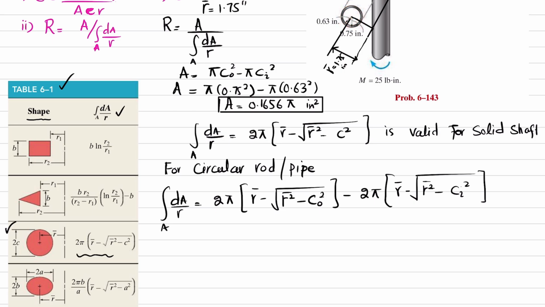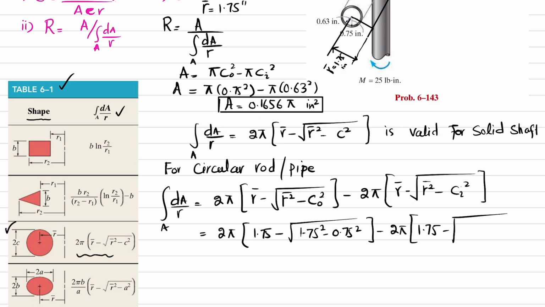So now you just put the value: 2 pi r dash was 1.75 minus under the root 1.75 square minus c outer is 0.75 square. Okay. Minus 2 pi into r dash is 1.75 minus under the root r square, which is 1.75 square minus c inner is 0.63 square.